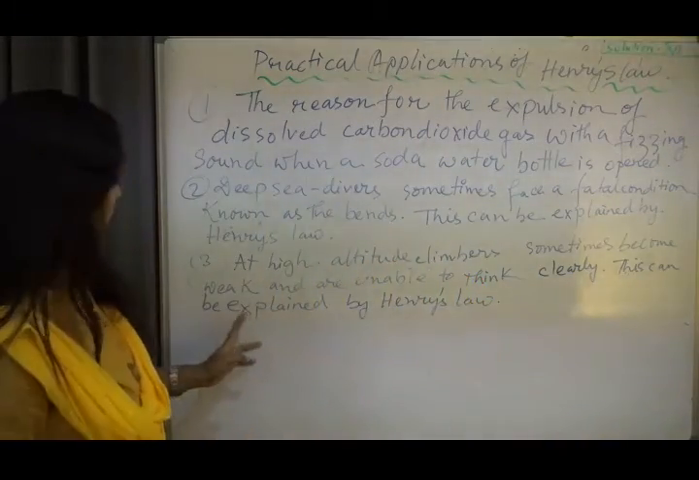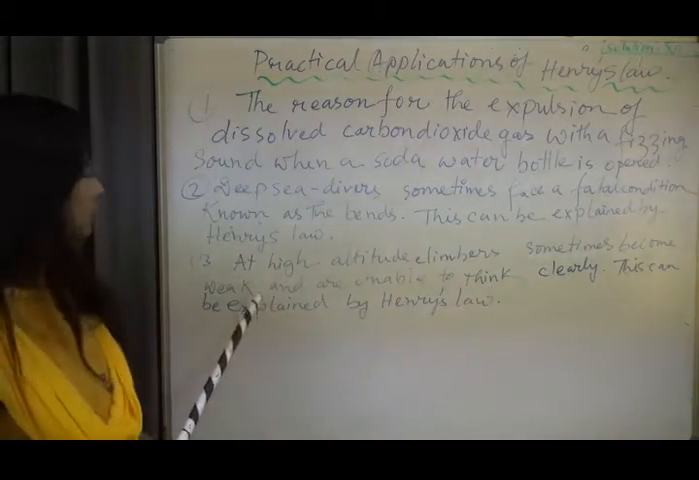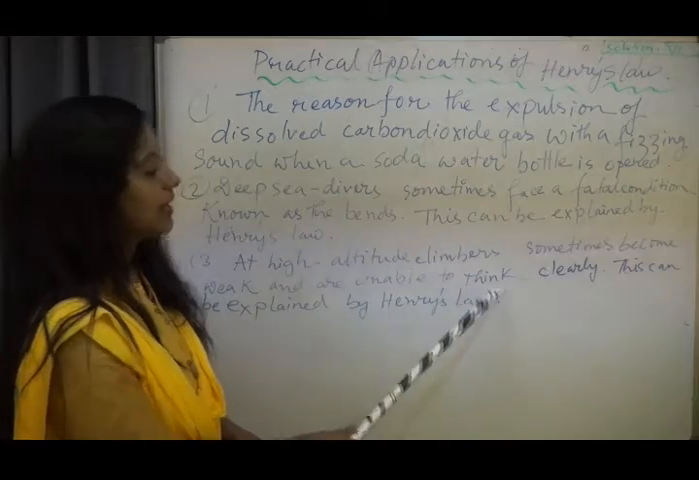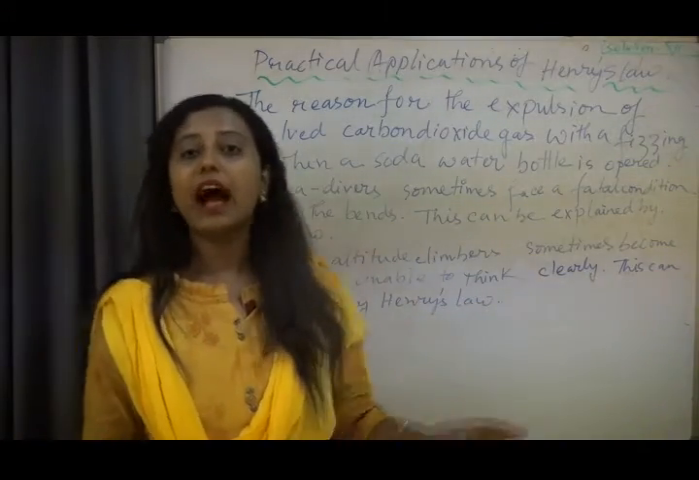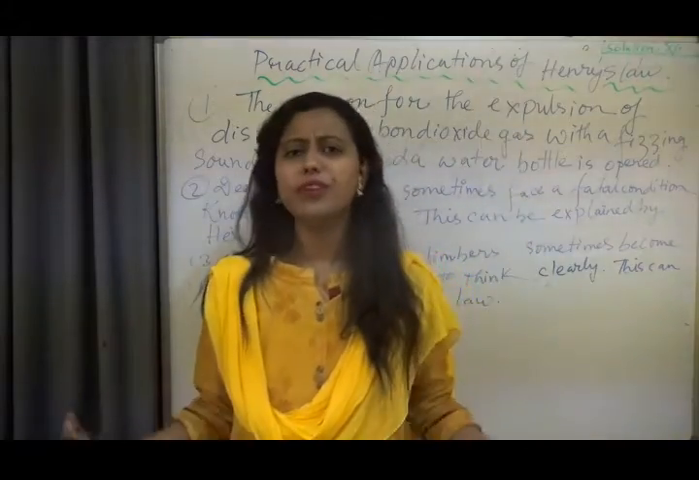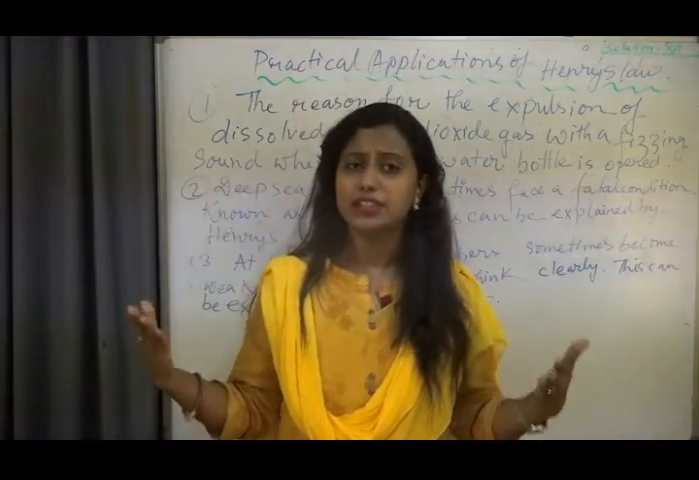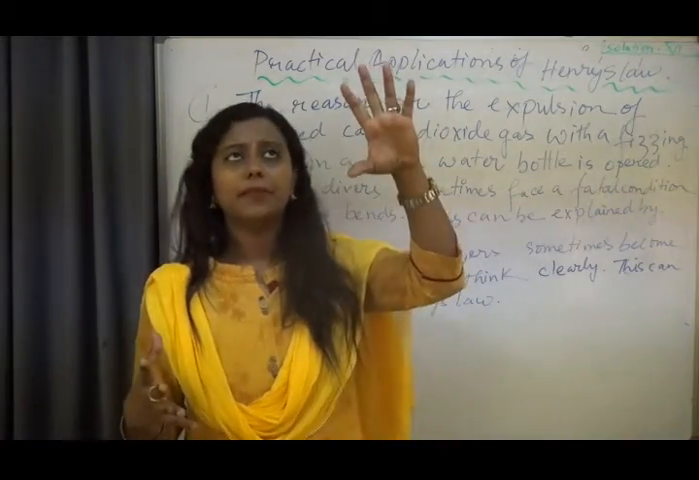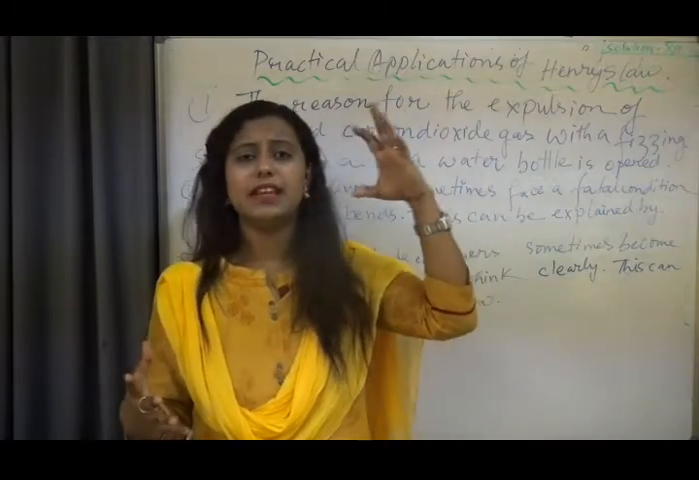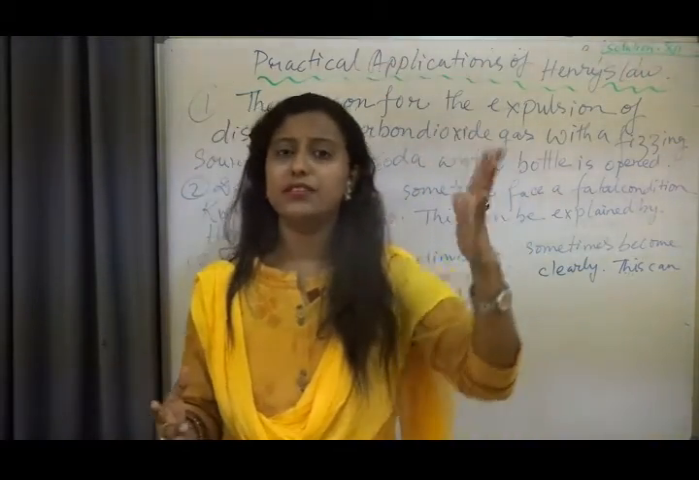And the next one: high altitude climbers become weak and are unable to think clearly. This can be explained by Henry's law. What happens at higher altitude? We all go to hill stations. In the hill stations, what happens? The atmospheric pressure is very low. The oxygen level present at high altitudes, the amount of oxygen, is very low.